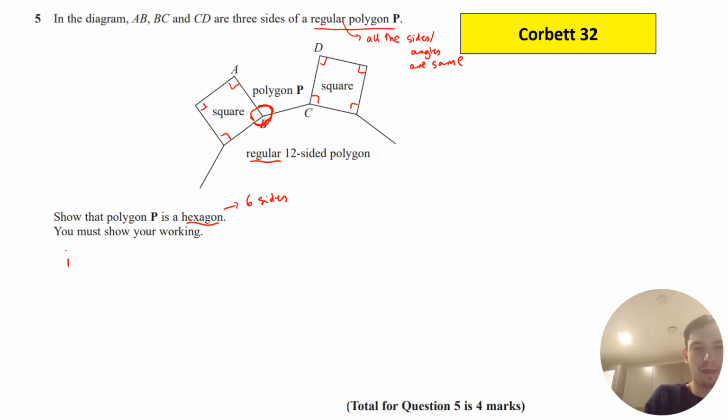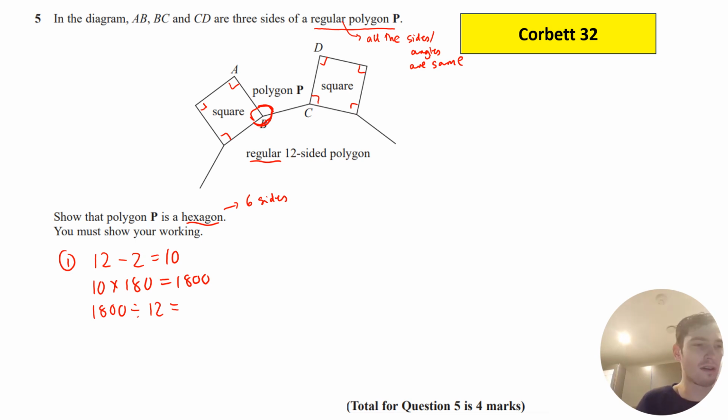So step 1, I'm going to find out that angle. And if it's got 12 sides, let's just remember the steps. So I'm going to do 12 minus 2, which is 10, then multiply that by 180, and then divide that by the number of sides that I have. So that angle there is 150 degrees. So let's mark that on, 150. And I know that a square, obviously it's got right angles, it's 90 degrees.